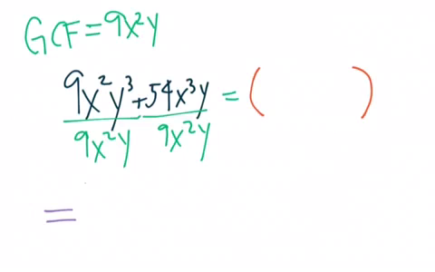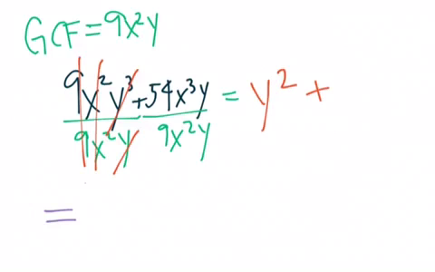I'm going to divide each of those terms by 9x squared y. That's going to give me y squared in the first one, plus, because of the addition sign right here, 54 divided by 9 is going to give me 6. X cubed divided by x squared is going to give me 1x. Y divided by y is going to cancel out. So this is our quotient.